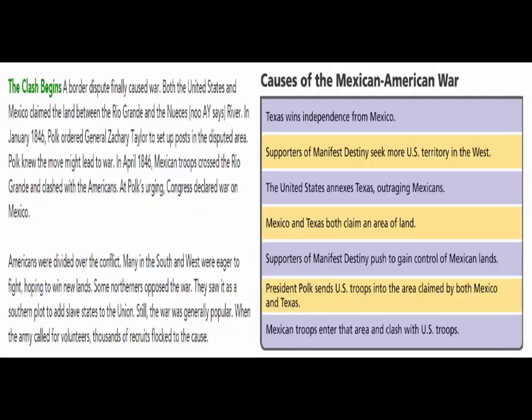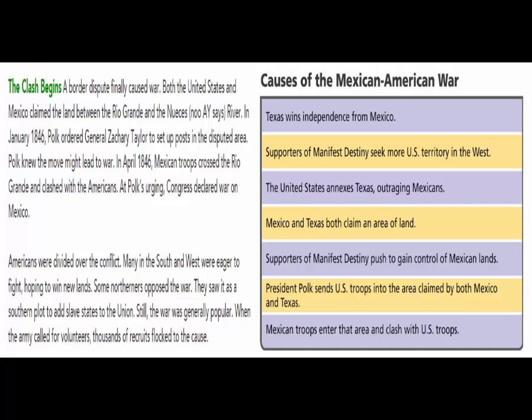The clash begins. A border dispute finally caused war. Both the United States and Mexico claimed the land between the Rio Grande and the Nueces River. In January 1846, Polk ordered General Zachary Taylor to set up posts in the disputed area. Polk knew the move might lead to war. In April 1846, Mexican troops crossed the Rio Grande and clashed with the Americans. At Polk's urging, Congress declared war on Mexico.